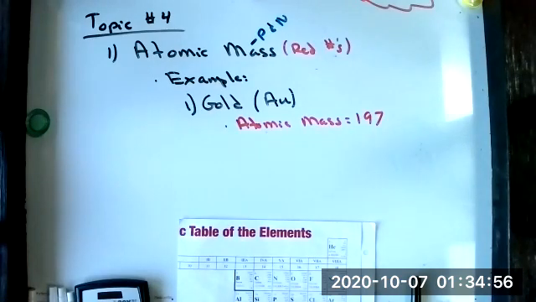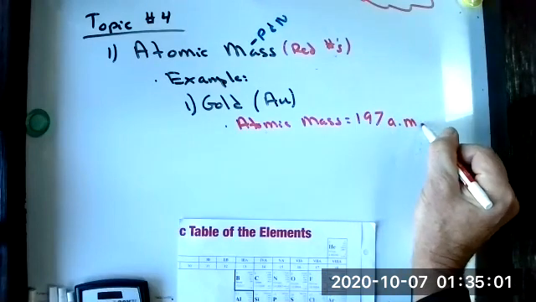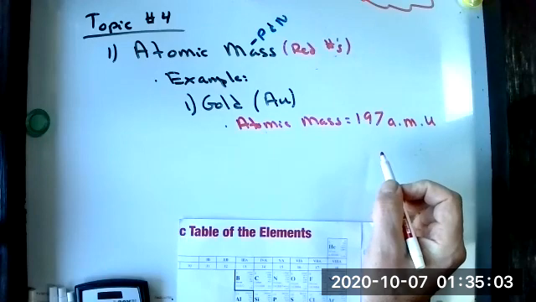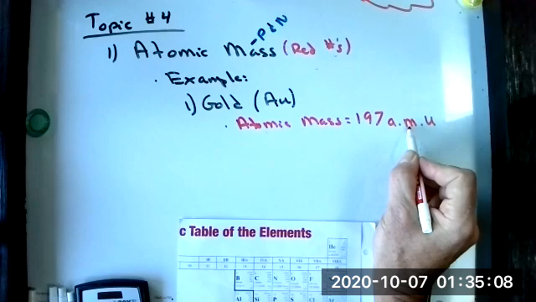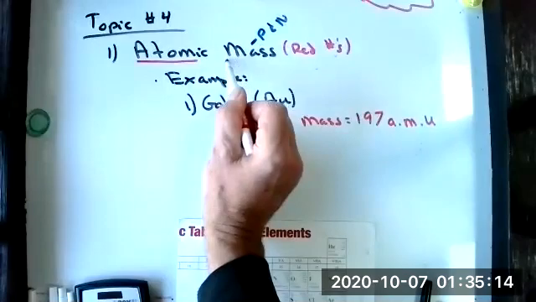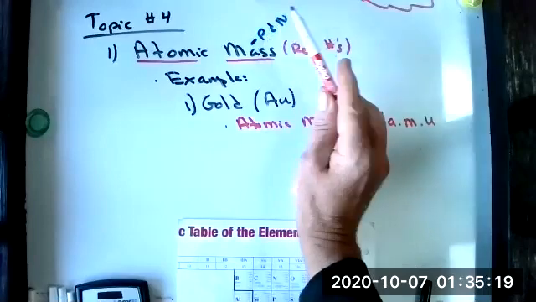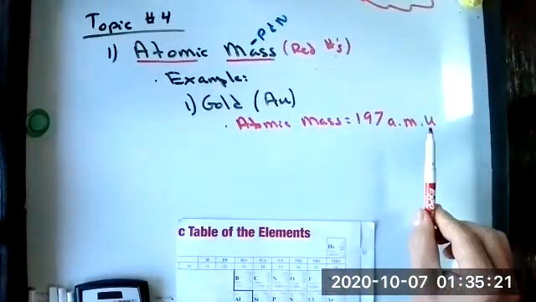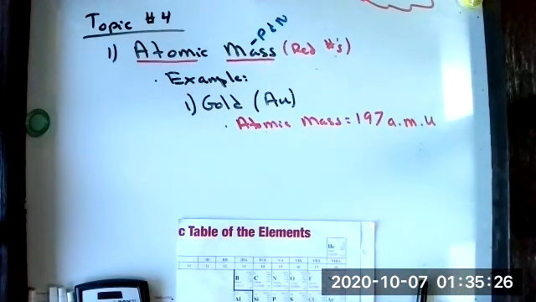What is the unit for that? Well, for now, we're simply going to call it AMU, which simply stands for atomic mass unit. It's a unit because we're simply counting the number of protons and neutrons. Later on, that's going to change to one of your favorite units of measurement. Okay, that's it. That's the beginning of topic 4.